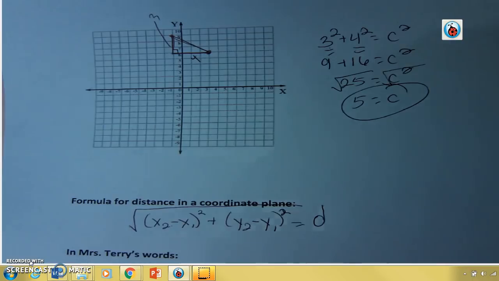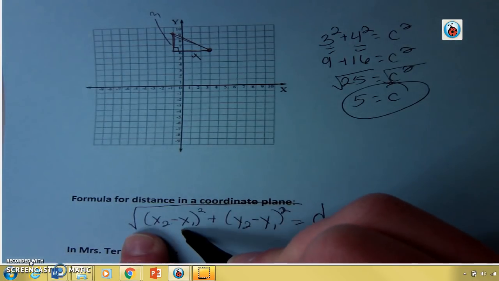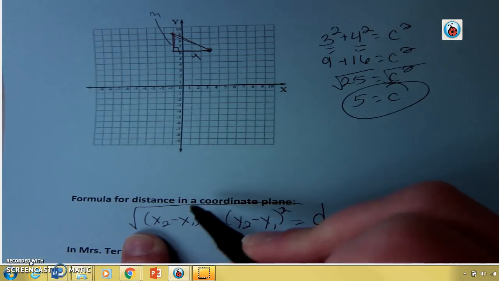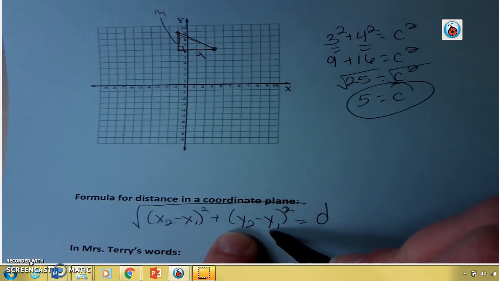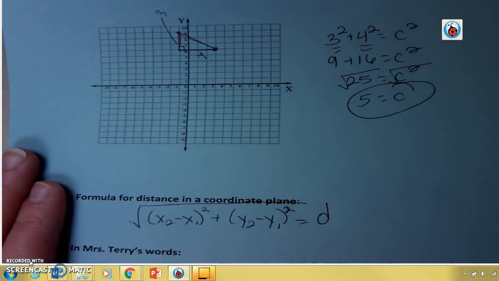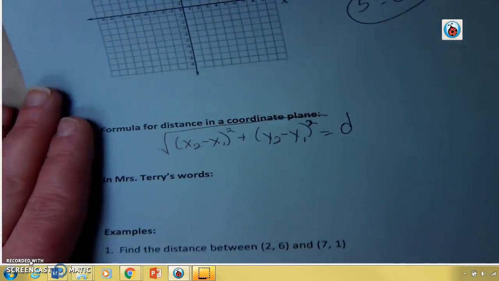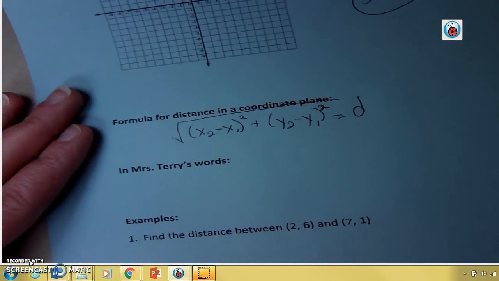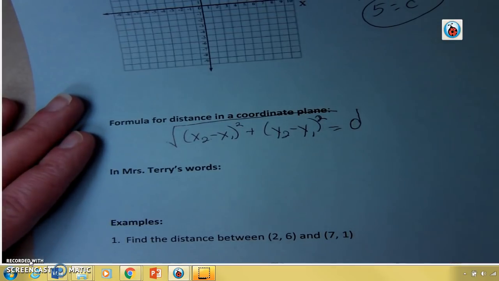Really, it's just Pythagoras' theorem. This is saying how far apart are the x's to find one leg? We square it. How far apart are the y's to find the other leg? We square it. We would do all our math inside, and then we square root at the end to find just what c is. So I'm going to give you my own words of how to do this because I think that looks really confusing.